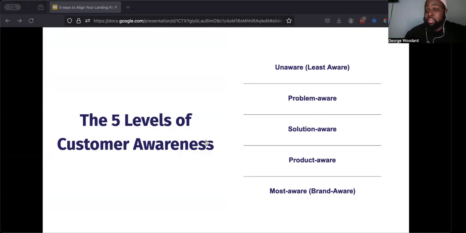These levels of awareness, every person goes through, not just from a B2B standpoint, but any consumer: B2B, B2C, B2G, direct to consumer, whatever it is. There are 5 levels of customer awareness. First, the unaware or the least aware. Second is the problem aware. Third is solution aware. Fourth, product aware. And then last is most aware or brand aware. And we're going to go in depth on each of those here in just a moment.